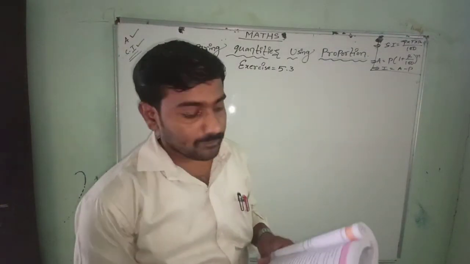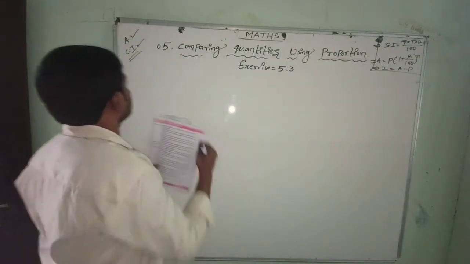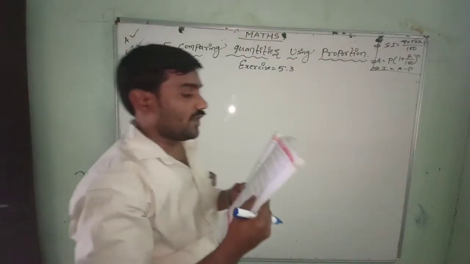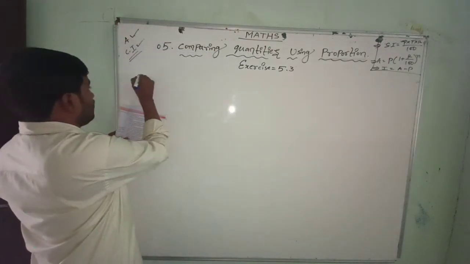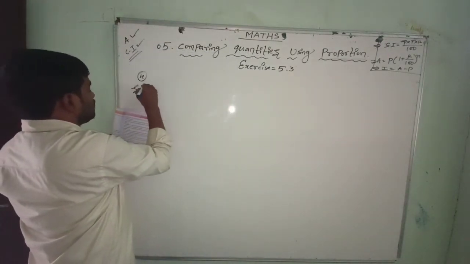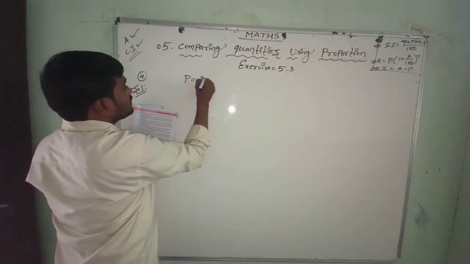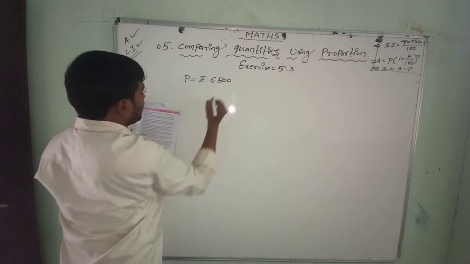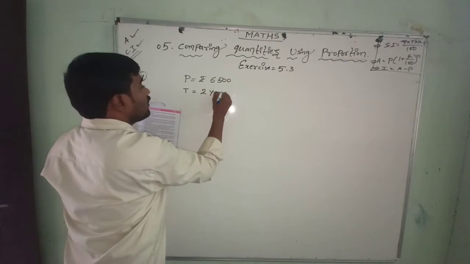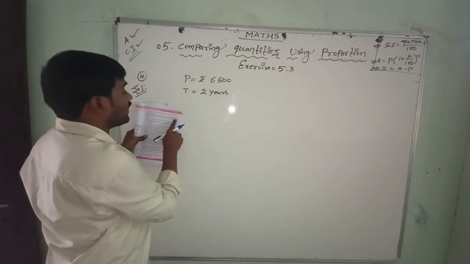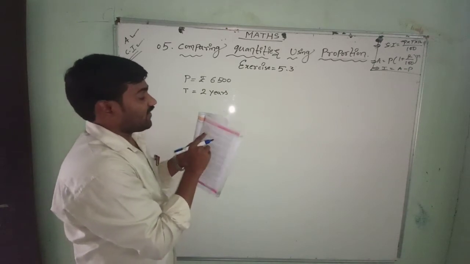Now find the amount and compound interest. Both we have to find out. Fourth solution: principal P equals rupees 6,500, time T equals 2 years, compounded annually.